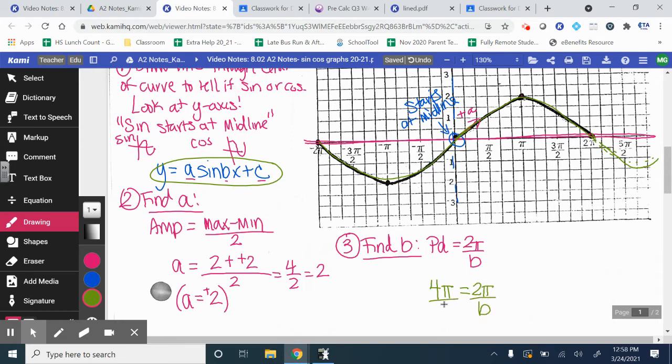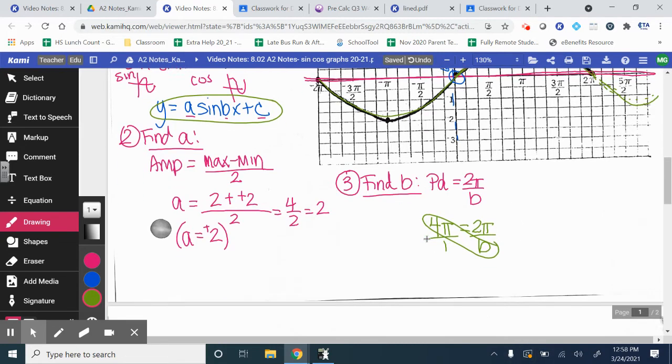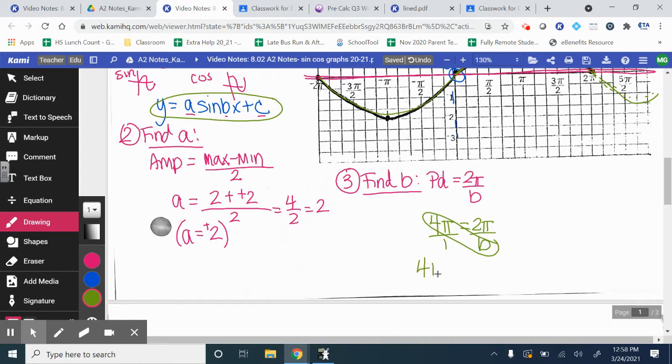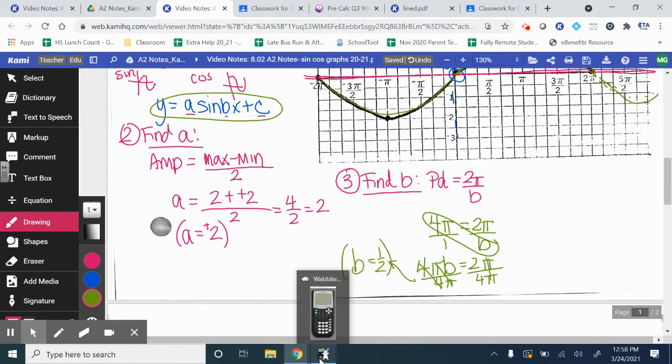So now I set my period equal to the formula for the period, which is 2 pi over b. Cross multiply like we did in those first two problems, and we get 4 pi times b equals 2 pi. Divide both sides by 4 pi to solve for b. We can reduce to get b is 1/2. Okay, so now I found b.